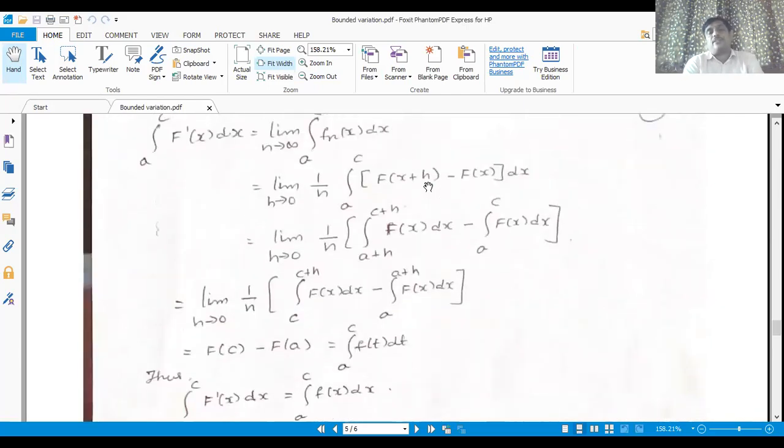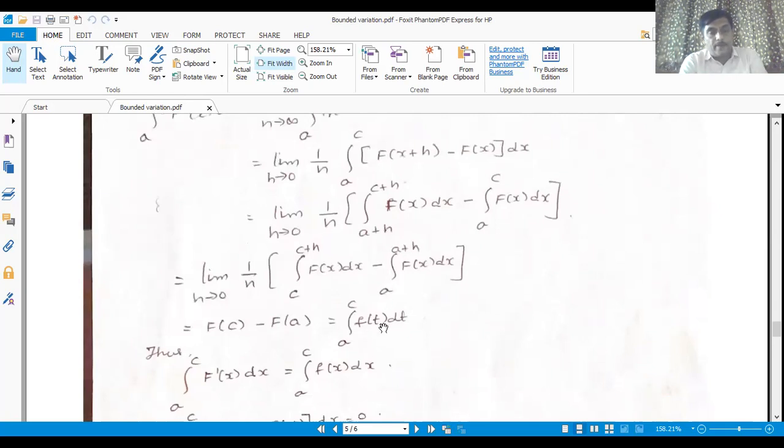You know that differentiability and integrability are reverse processes. Using this property, 1/h times the integral of F(x+h) minus F(x) dx, we can split this into a+h to c+h, because for the inner point the limit can be changed, minus a to c of F(x) dx. If you apply the limit of 1/h here, this becomes F(c) and this becomes F(a). That function becomes cancelled with each other. Then you get the integral from a to c of f(t) dt.